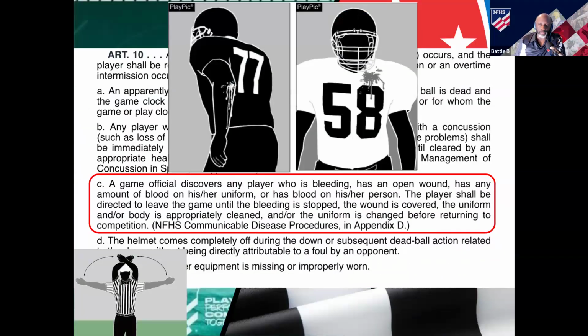All right, let's get to the next one. A game official discovers a player who is bleeding, an open wound. We know if he's bleeding, get off the field, make sure it's covered. If it's on a uniform, make sure to try to wash it out. It's all about just safety and not passing diseases or any bloodborne pathogens to another player.